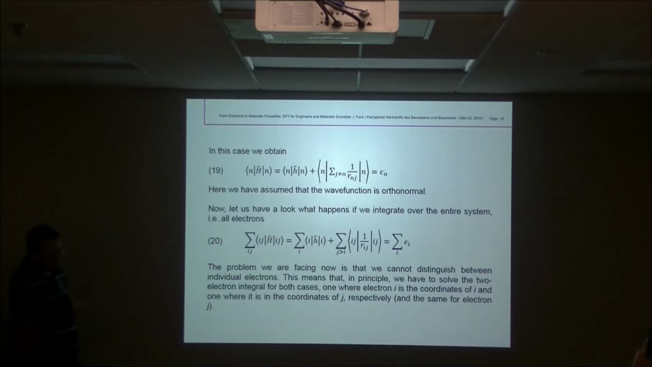Until now, we assumed that all our electrons have some kind of unique marker. We directly know, okay, this is electron 1, this is electron 10, this is electron 5. This is not the case in nature. Each electron looks the same, so they are not distinguishable. So we need to solve the two-electron integral for both cases: one where electron i is in the coordinates of electron i, so its own coordinates, and one where it is in the coordinates of j, and vice versa, because we cannot say which one is which.